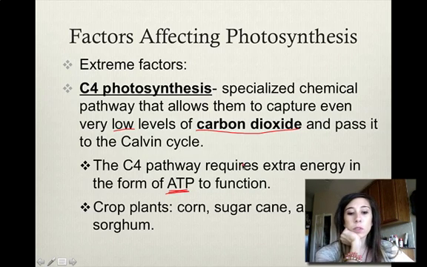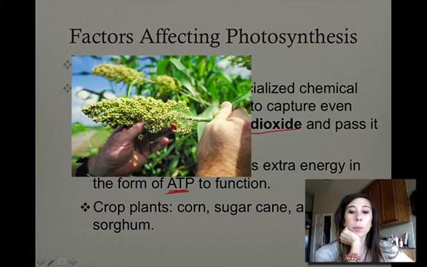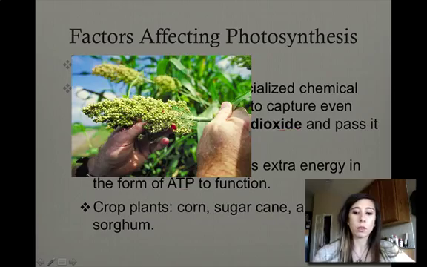And some examples of these are corn, sugarcane, and sorghum. And sorghum is a type of grainy sort of looking plant, and we put this into biofuels and other things that are eaten.